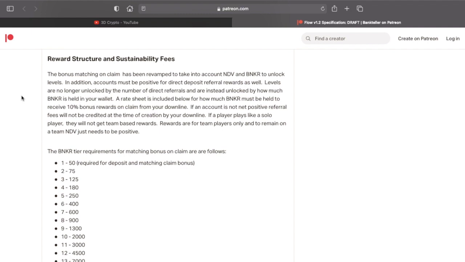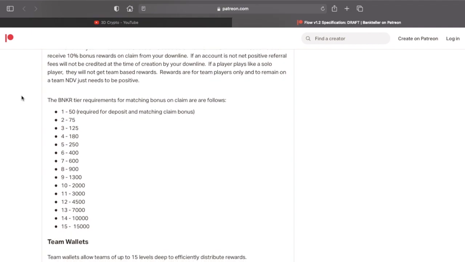Now there is a flat 10% bonus for anyone in your team. That could be someone that you've directly referred, or someone that has been referred by someone that you have referred, and that goes down 15 levels deep. And it's 10% for every single one of these levels. To open up these levels, you now require Banker tokens. So Banker now has a use case.